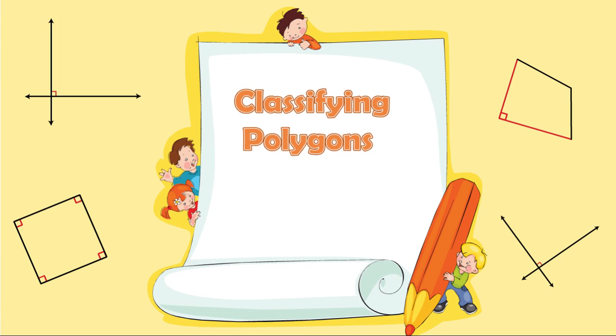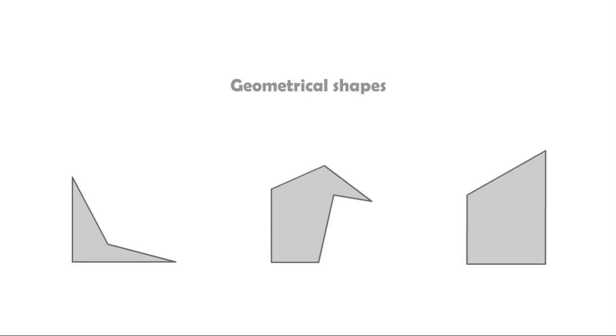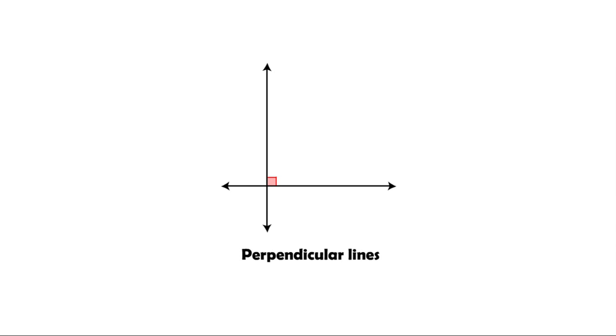Classifying polygons based on perpendicular lines. Like other geometrical shapes, polygons have many properties, and they can be classified based on these properties. Remember that intersecting lines can form a right angle, and in that case, we call the pair of lines perpendicular. Here, we will look at the properties related to the number of perpendicular lines in polygons.